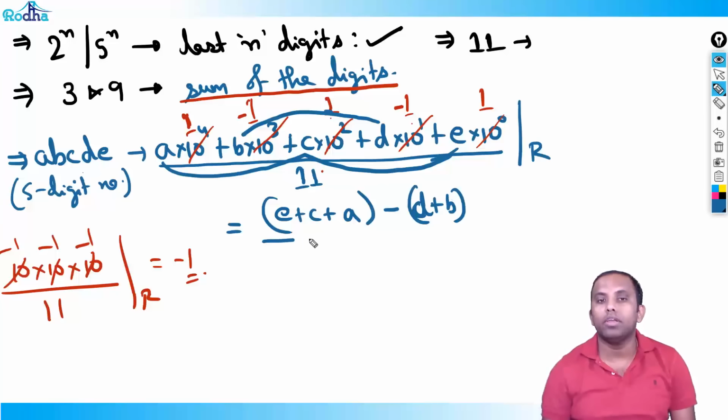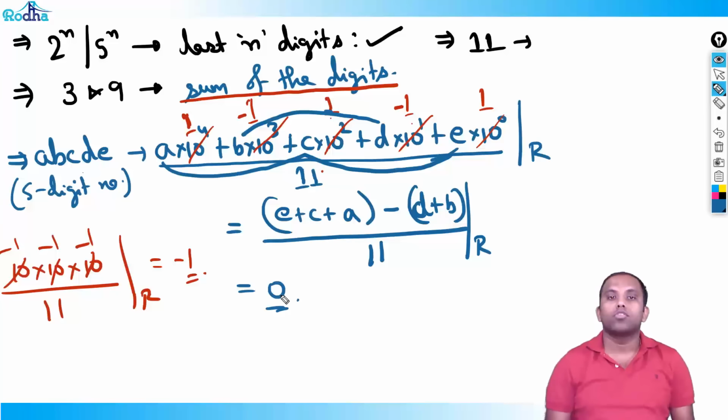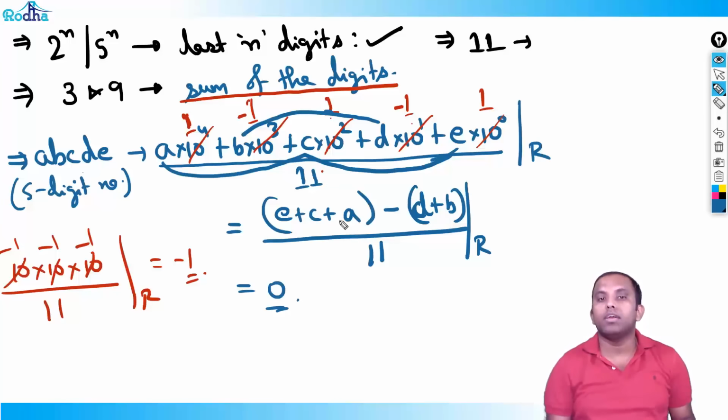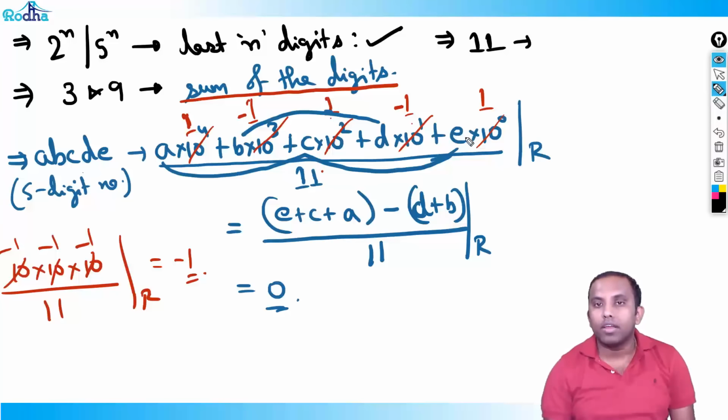Now this should be divisible by 11, so the remainder should be 0, right? For this to be divisible by 11, the remainder should be 0. So this number should be either 0 or a multiple of 11. Okay, so the rule for 11 goes like this.